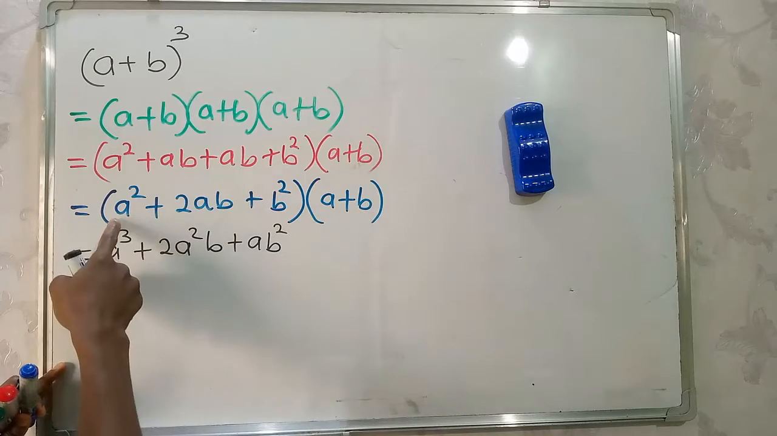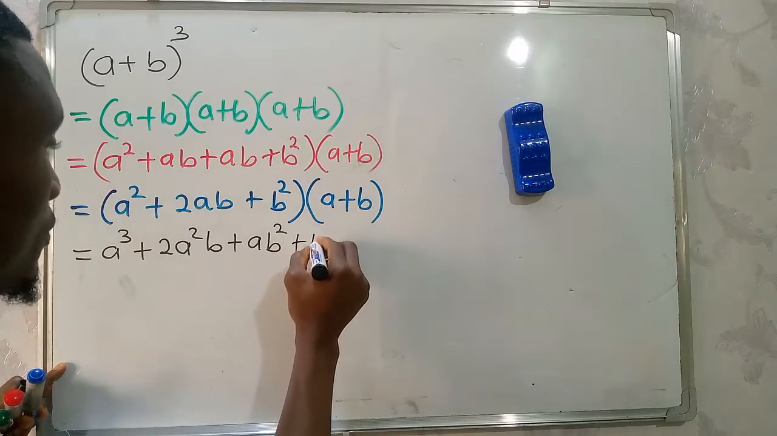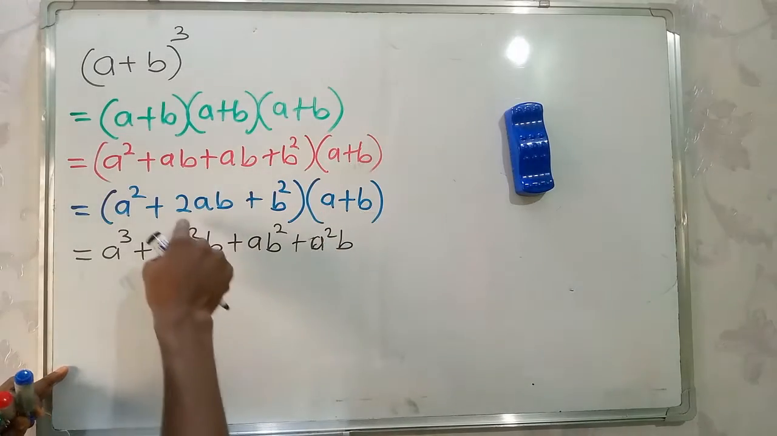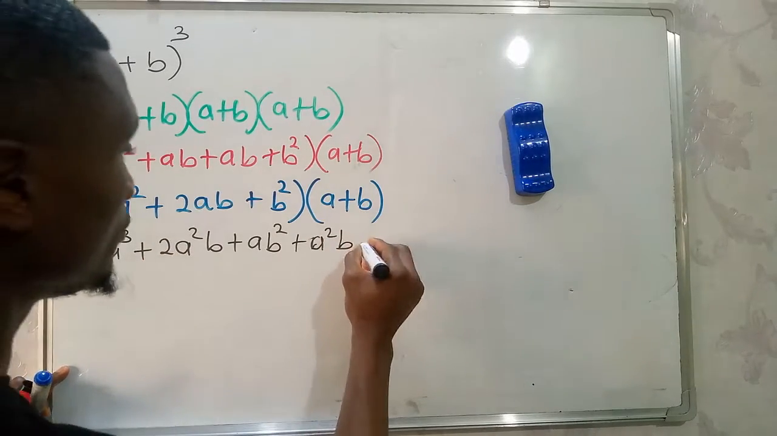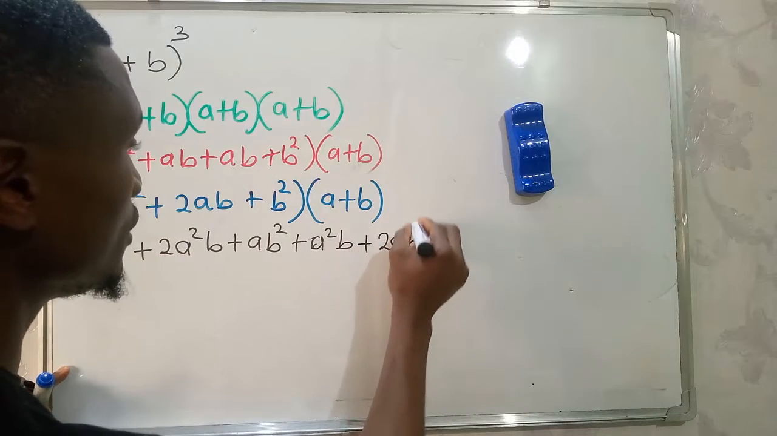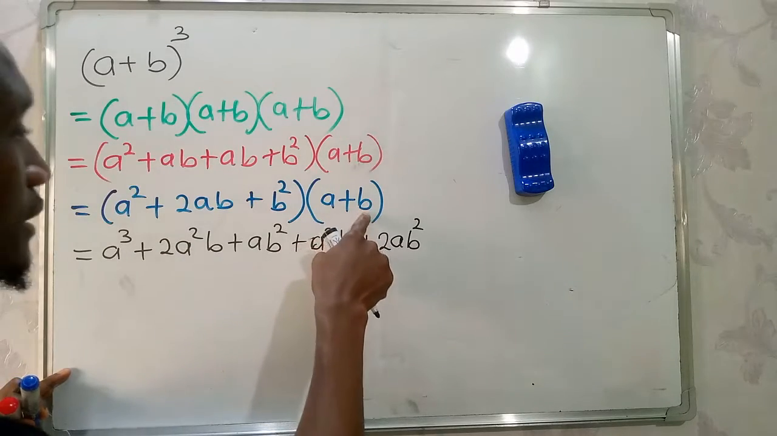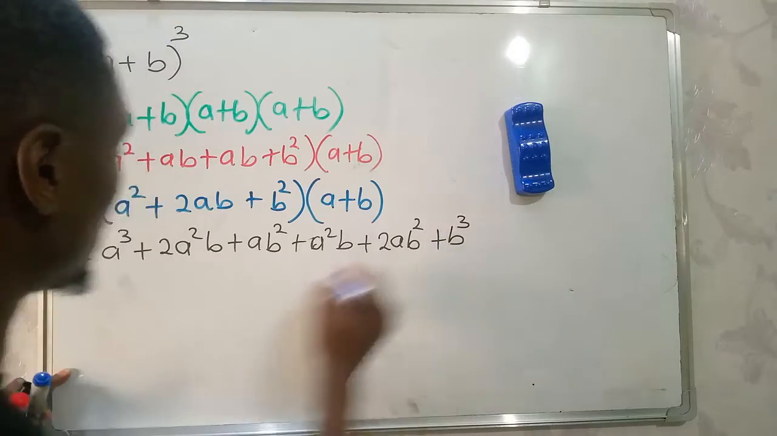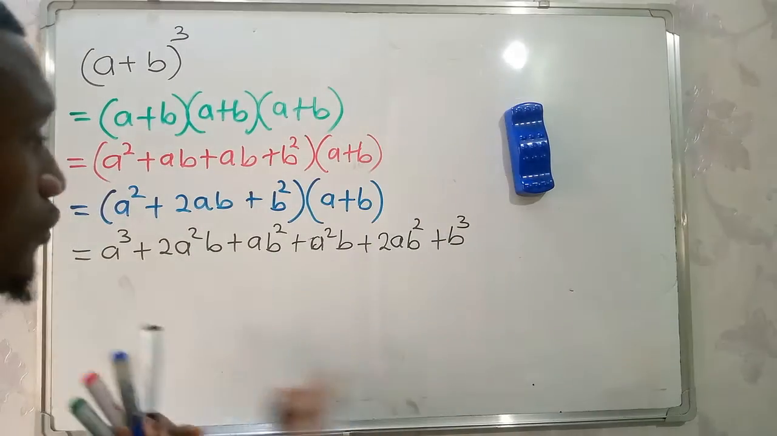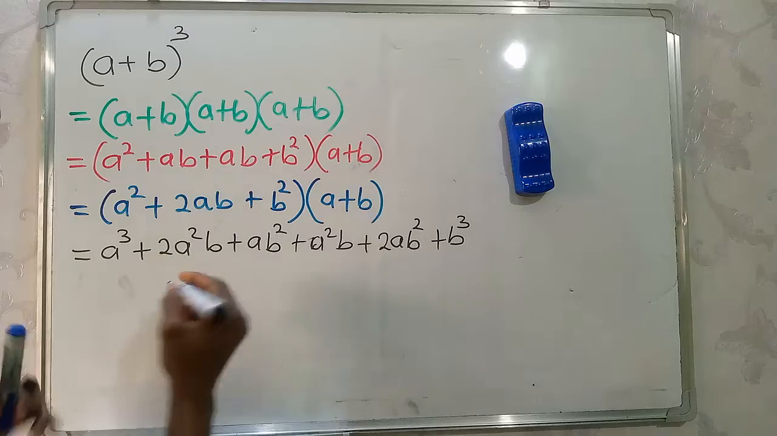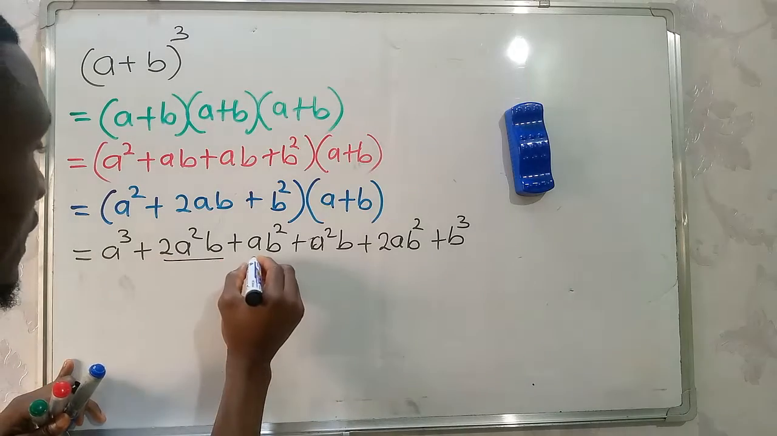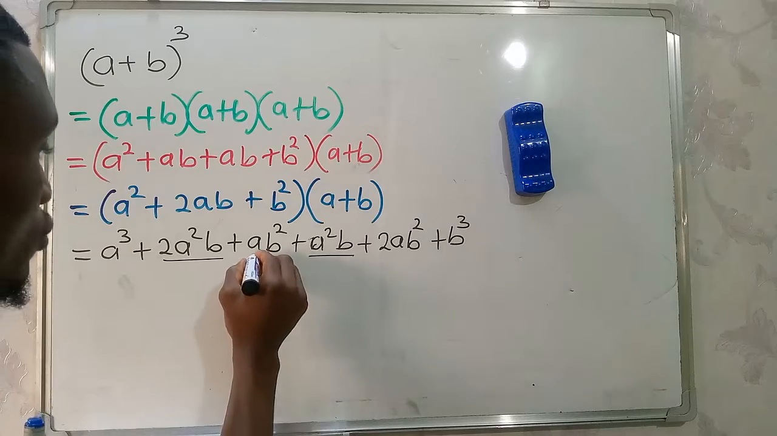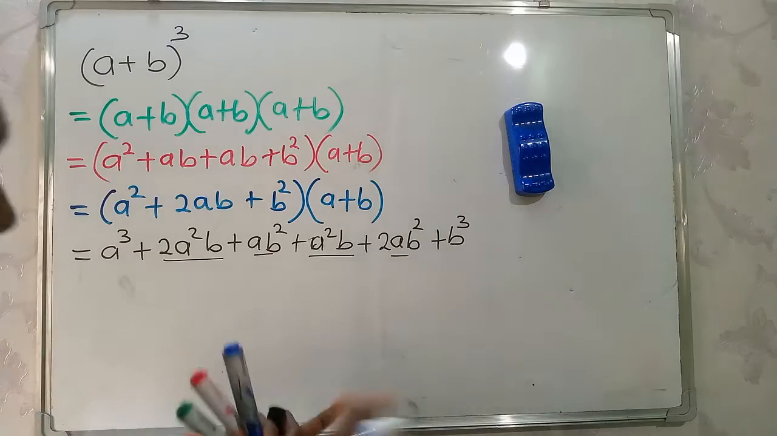Now b times a squared is going to give me plus a squared b. Then b times 2ab is going to give me plus 2ab squared. And then b times, finally, b squared is going to give me plus b cubed. And I look out again to see if there are any like terms here. So this one and this one are like terms. I take them together. And then this one and this one are also like terms. I add them up together.